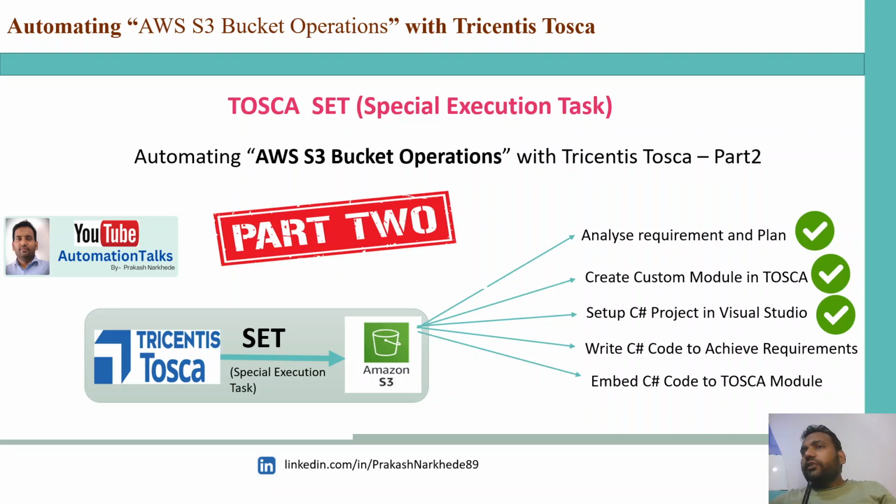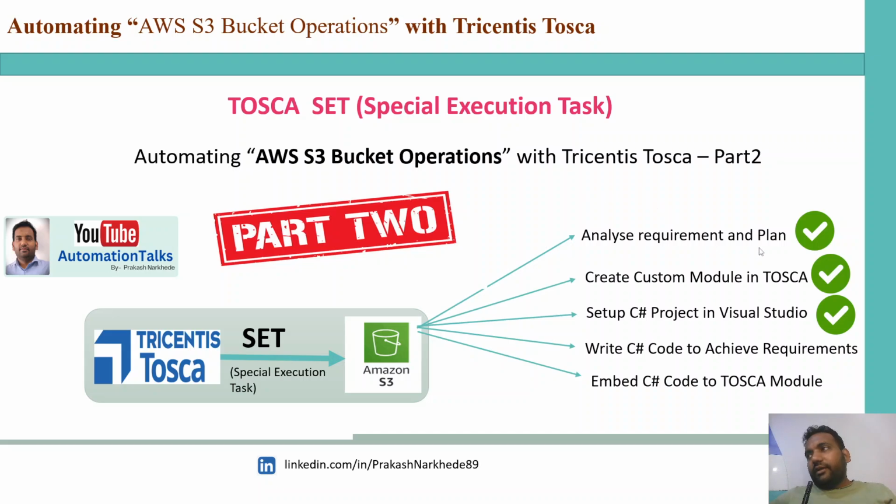So this video is in continuation with a couple of previous videos that I discussed earlier about a special execution task that we are planning to develop, which is AWS S3 bucket operations using Tricentis Tosca. So in case in my end-to-end test cases, if I have any operations such as uploading the file, downloading the file, deleting file, listing file, whatever operations are supported by S3 bucket, all those operations can be implemented.